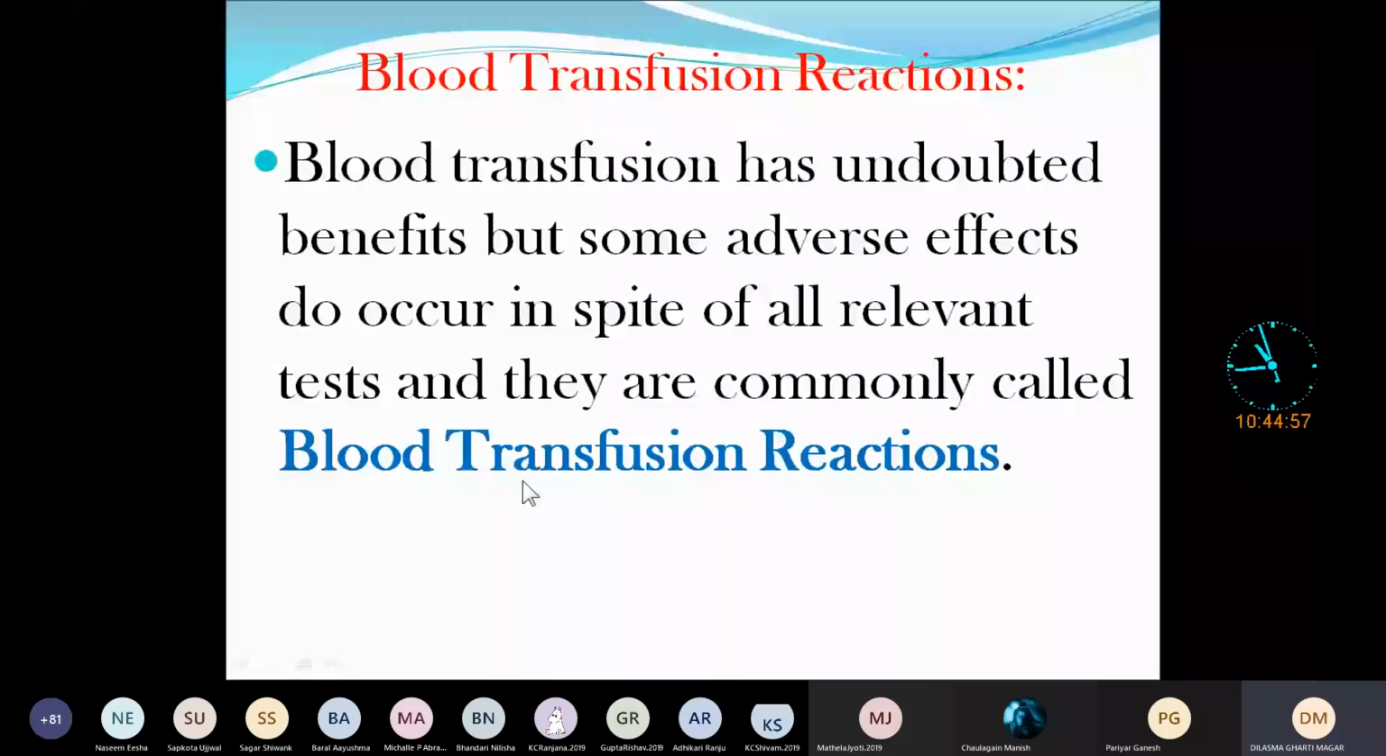So blood transfusion has undoubted benefits, definitely. We want to give blood to save a person, but some adverse effects do occur in spite of all relevant tests, and they are commonly called blood transfusion reactions. Though we do different tests, the 5 basic screening tests, and select the best, healthy donor, still sometimes blood transfusion reactions can occur, understood?